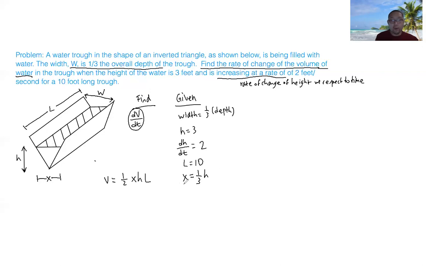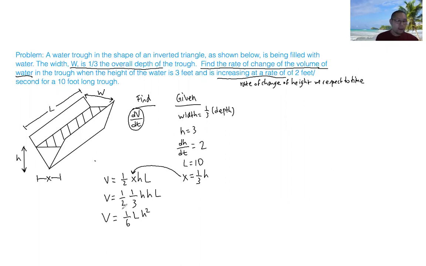And so we're going to take this and we're going to substitute this in for x. I'm going to do it over the top so that it doesn't interrupt our work in a minute. We're going to put that here. So this becomes 1/2 times 1/3 h times L. So let's simplify this out, right? 1/6 times L times h squared is your volume. All right, the left side has not changed this entire time.